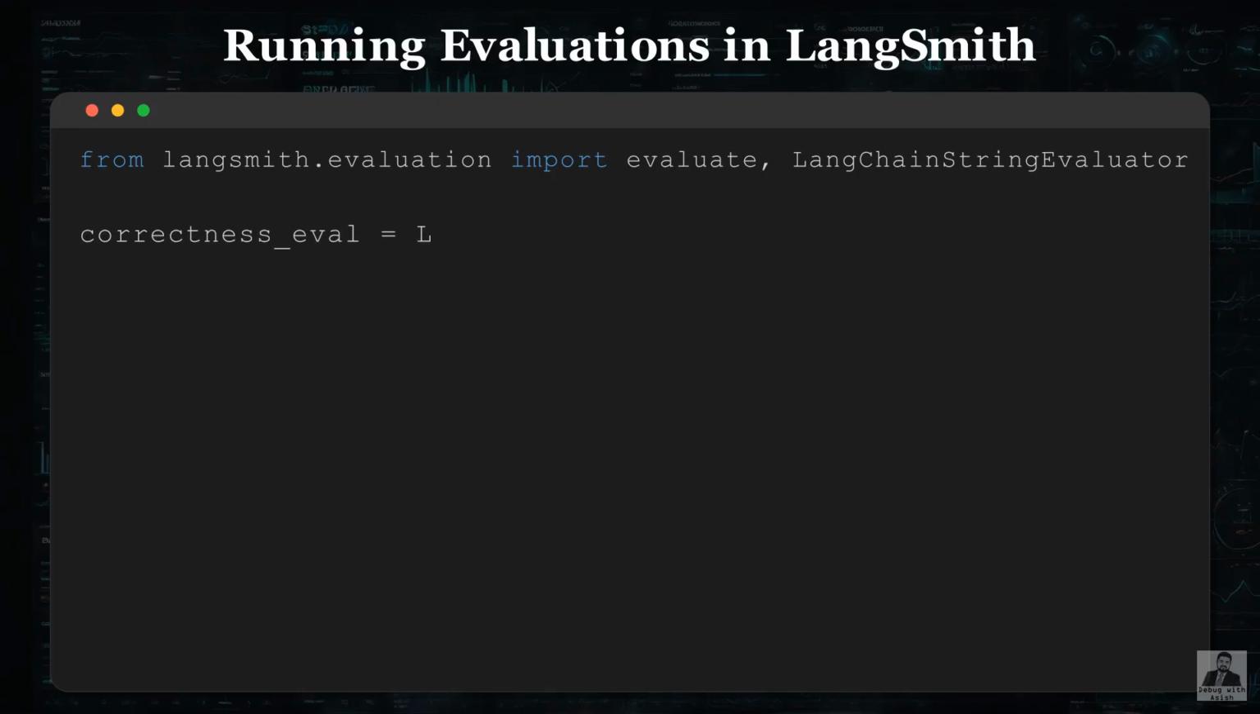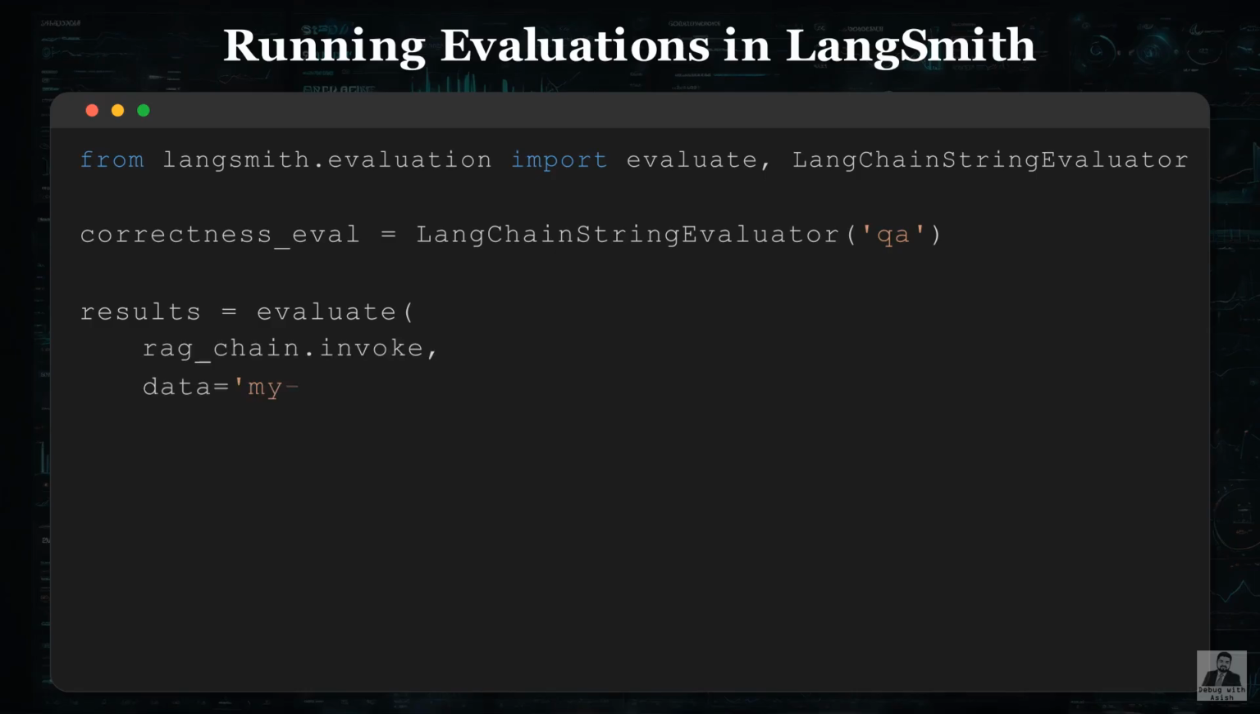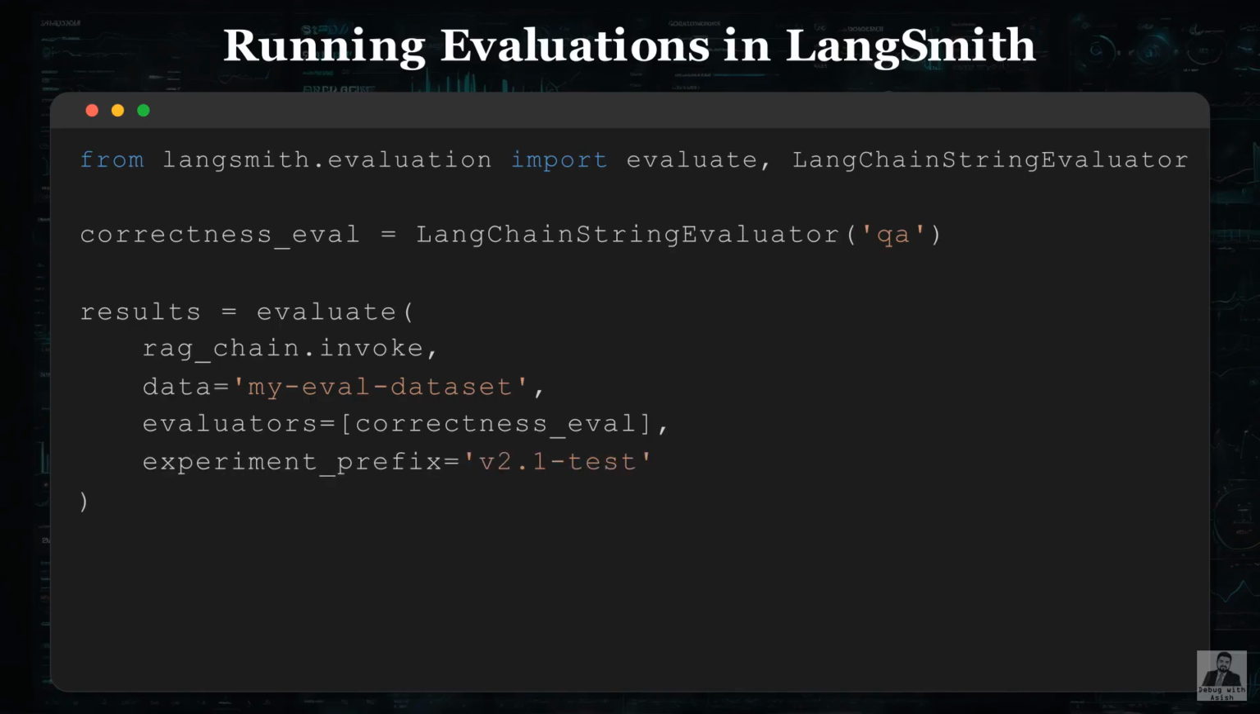LangSmith can run automated evaluations against a named dataset stored in its cloud. We define a question and answer evaluator and pass it to the evaluate function alongside our chain and the dataset name. LangSmith runs every example in the dataset through the chain, scores each output against the reference answer using the evaluator, and stores all results as an experiment. We can compare 2 experiments side by side to see whether a change improved or regressed performance.